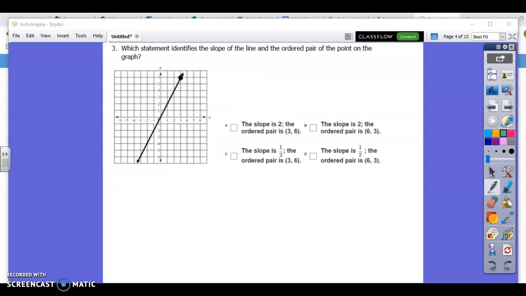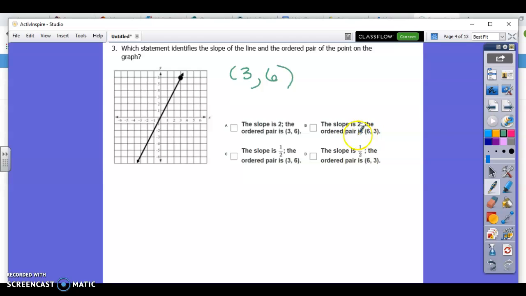Number 3, which statement identifies the slope of the line and the ordered pair of the point on the graph? So the first thing is I'm going to look at the ordered pair. So when you're trying to find the ordered pair, you always start at the origin. You're going to go left to right. In order to get to this point, I'm going to go to the right 3, so that's positive 3, and then I'm going to go up 6. So the ordered pair is 3, 6.